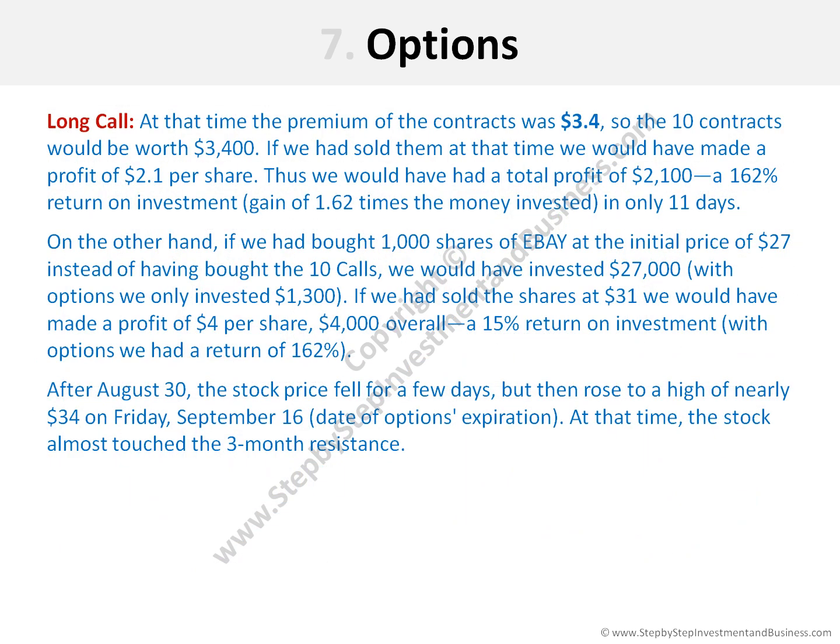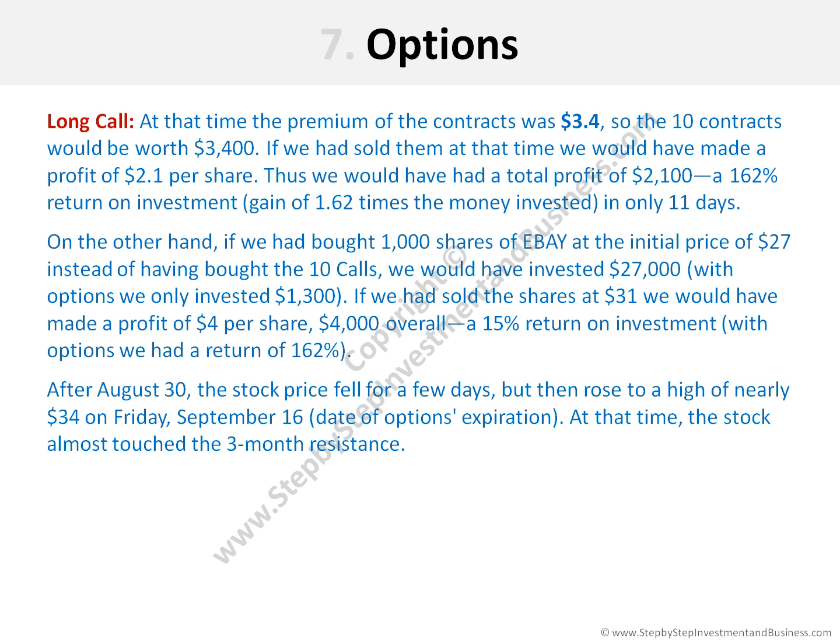At that time, the premium of the contracts was $3.4, so the 10 contracts would be worth $3,400. If we had sold them at that time, we would have made a profit of $2.1 per share. Thus, we would have had a total profit of $2,100, making a 162% return on investment. That is, a gain of 1.62 times the money invested in only 11 days.